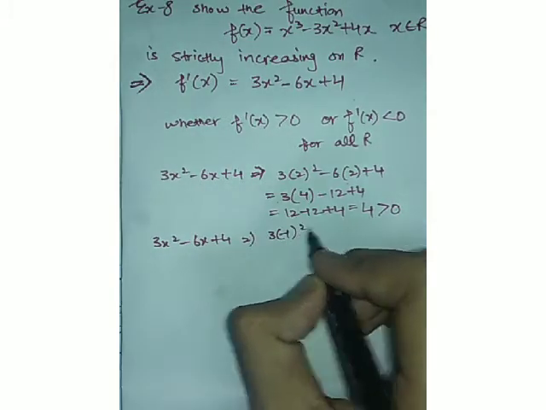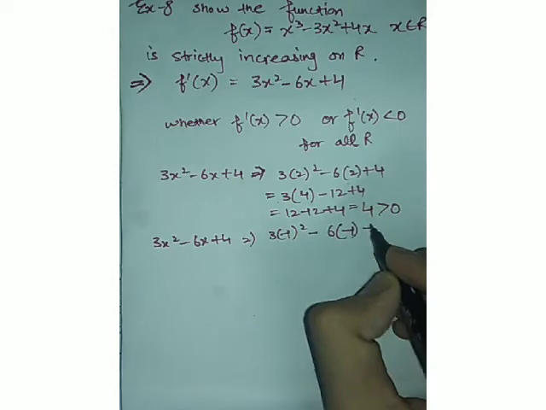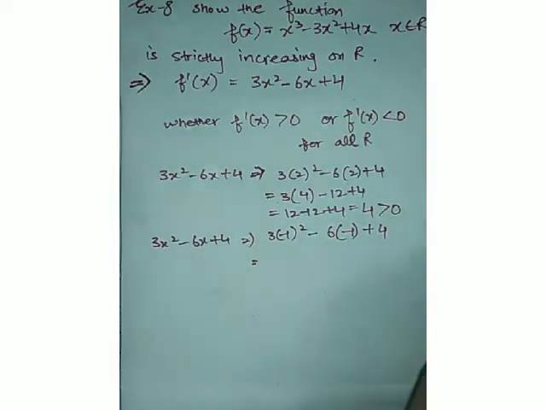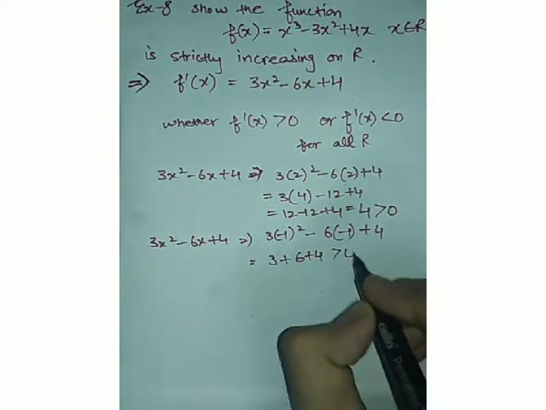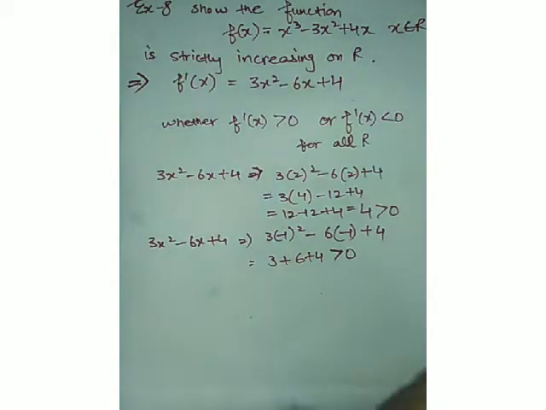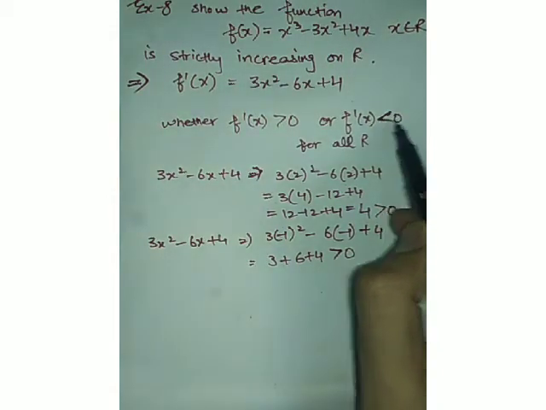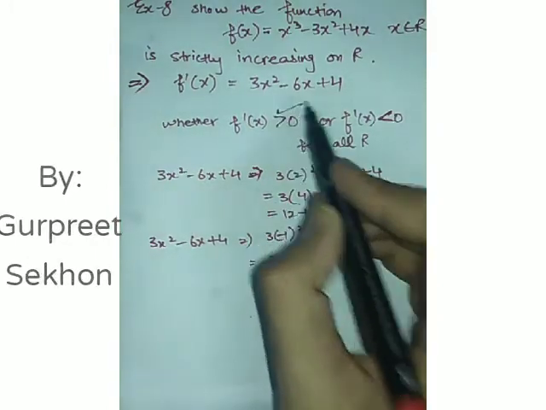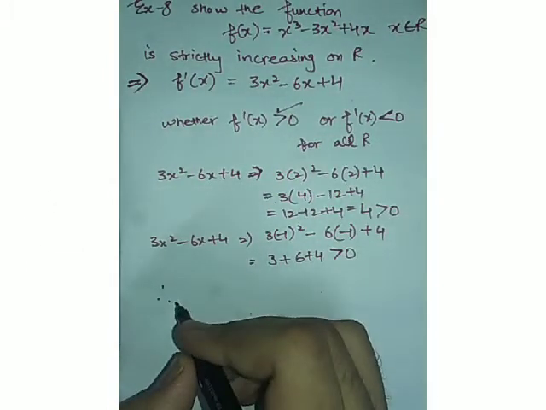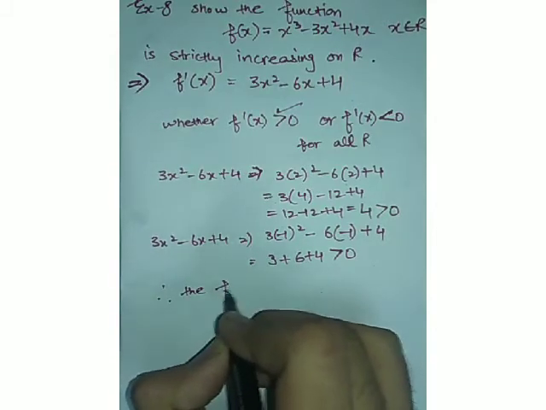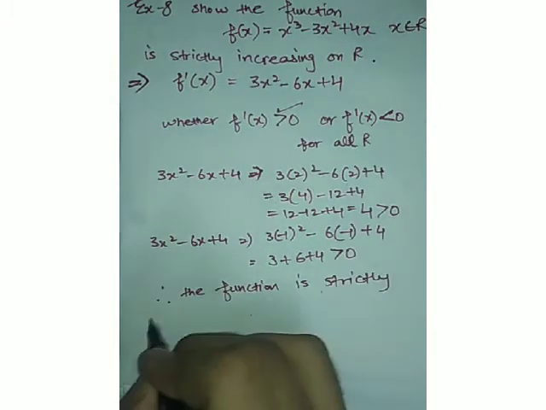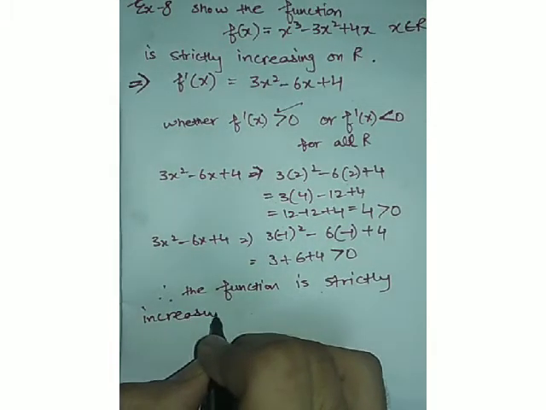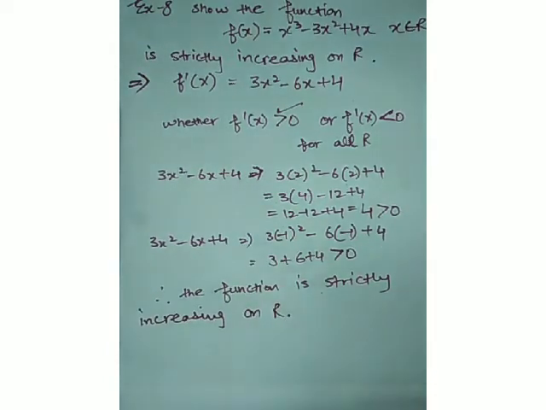Now 3 times minus 1 square, minus 6 times minus 1, plus 4 is equal to 3 plus 6 plus 4, that is, any which way is positive. So it doesn't matter whether you take a positive value or a negative value, your f dash x always comes out to be greater than 0 on every interval of R. That is why you will write the function is strictly increasing on R. This is how we have to show whether a function is increasing or decreasing.